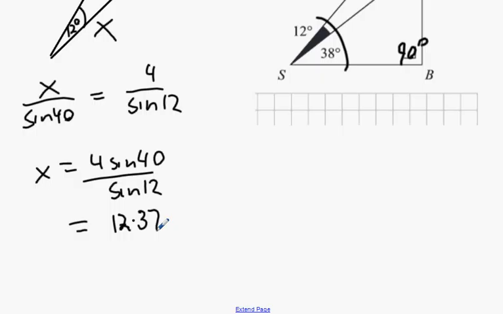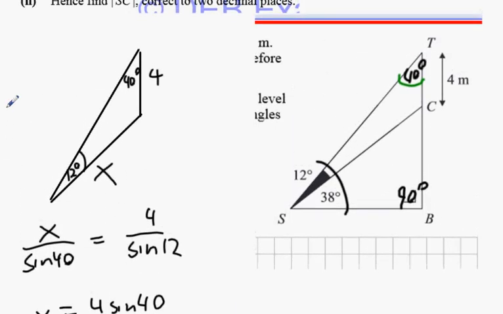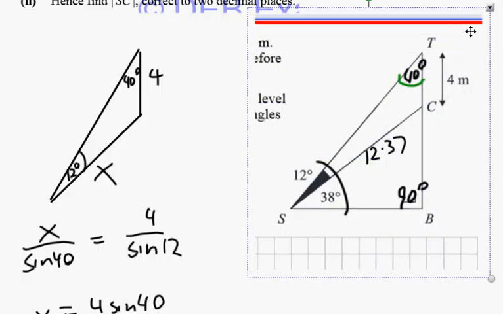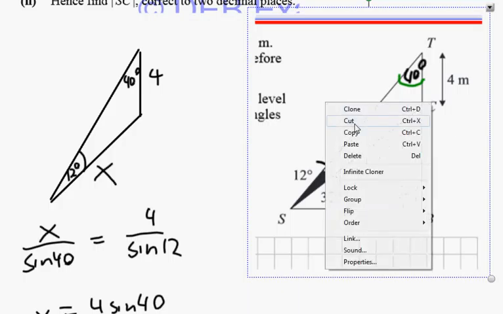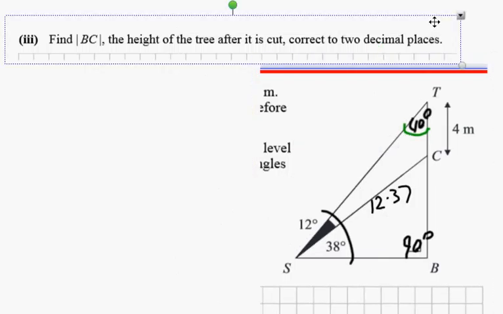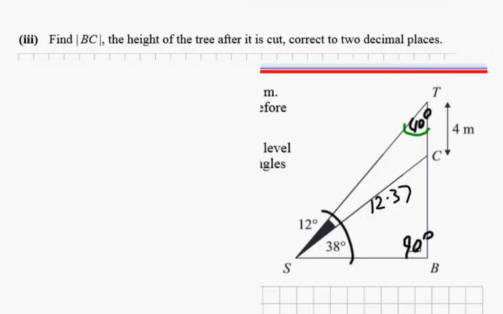Now finally, part 3. Find BC, the height. Find the height BC, guys. BC. Now, anybody know how to find B to C? What rule do you want me to use? B to C is located in which triangle?